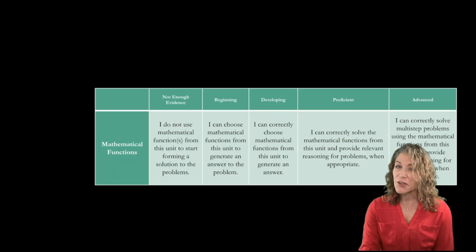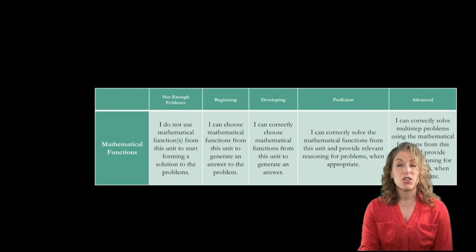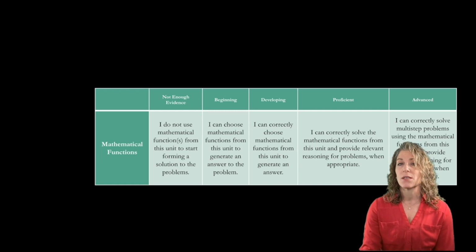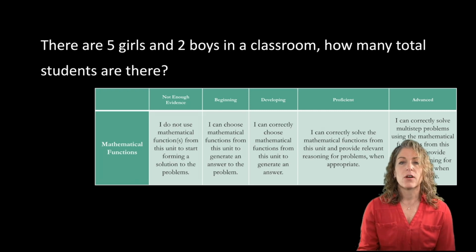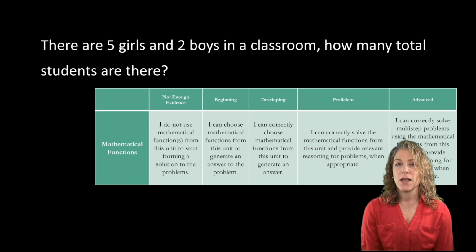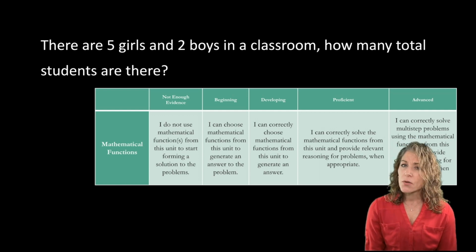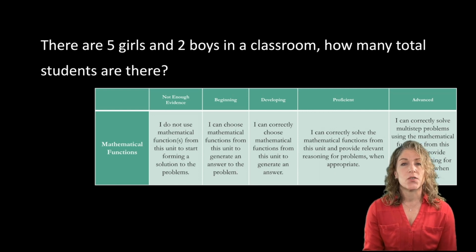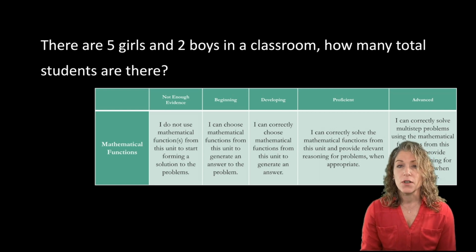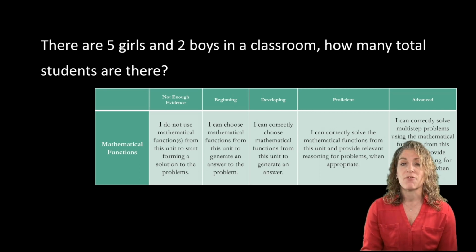How do we know if it's any good? Well, the best way is to check to see how this would work with a simple problem. If I asked a question such as, there are 5 girls and 2 boys in a classroom, how many total students are there? Is the floor low? A beginning level achievement only requires that the student chooses a function and solves it. That doesn't have to be the right function or the right answer, they have to try.